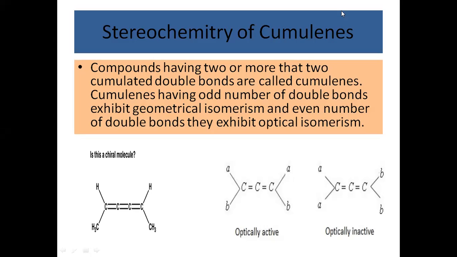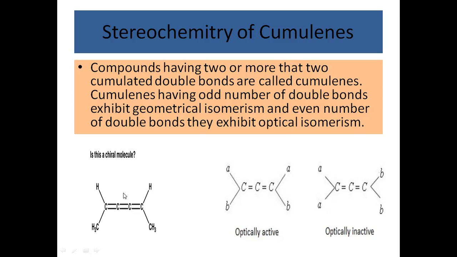Now next is the stereochemistry of cumulenes. In the IUPAC nomenclature, we have seen the cumulenes. These are the compounds having two or more cumulated double bonds. What is meant by cumulated? That is consecutive. They are not alternate double bonds, but consecutive double bonds. So these compounds are cumulenes.